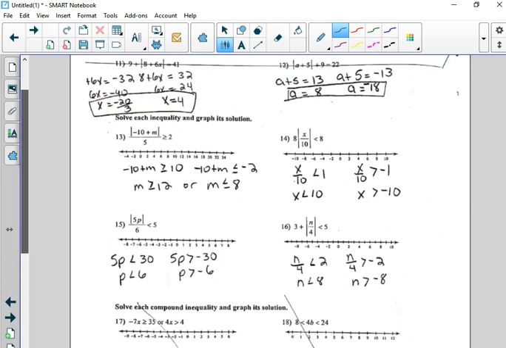Okay, 13 through 17. Got to get rid of the 5 first here, and then you can solve it. And then this one does not have any graphs on it, so greater than or equal to 12 is a solid dot going that way. Less than or equal to 8 is a solid dot going that way. Less than or equal to 10 is an open dot going that direction. Greater than or equal to negative 10 is an open dot going that direction. So the answer is actually the overlap of this to this.